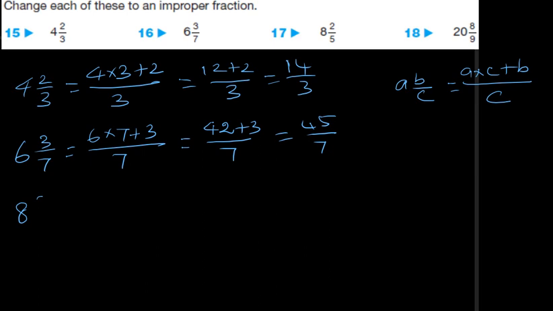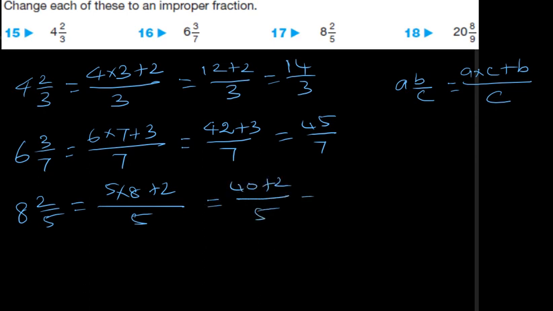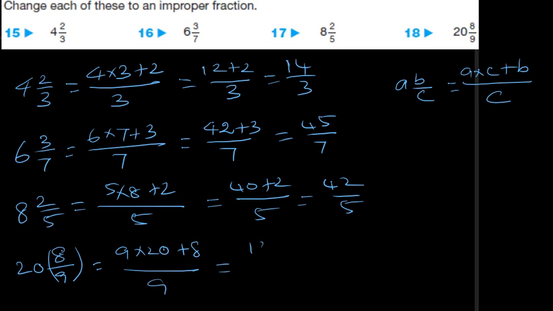Similarly 8 2 by 5. So 5 into 8 plus 2, divided by 5. 40 plus 2 by 5 equals 42 by 5. The last one, 20 8 by 9. 9 into 20 plus 8 by 9. 180 plus 8 by 9 equals 188 by 9. Okay, these are all the improper fractions for the given mixed fractions.